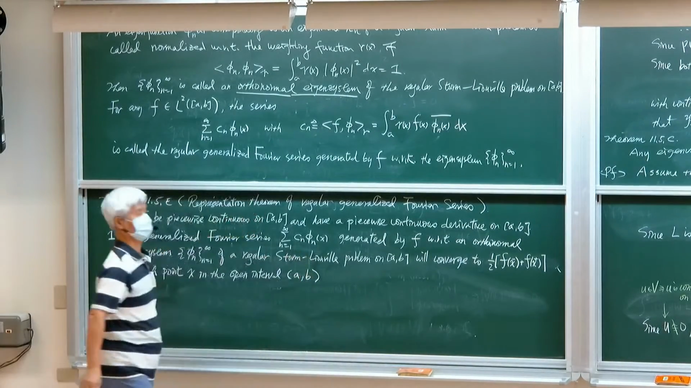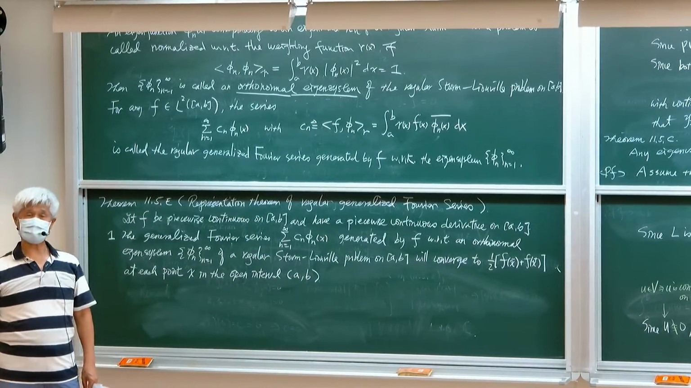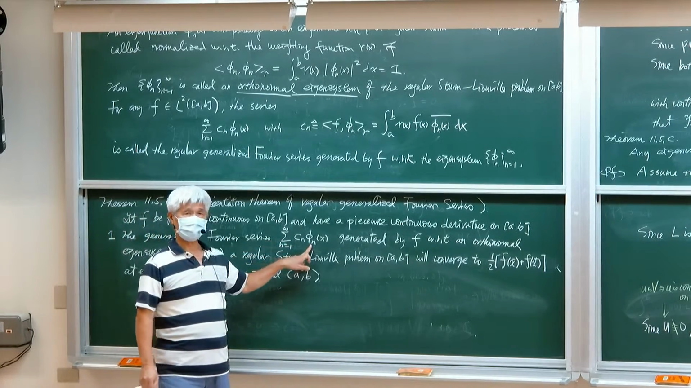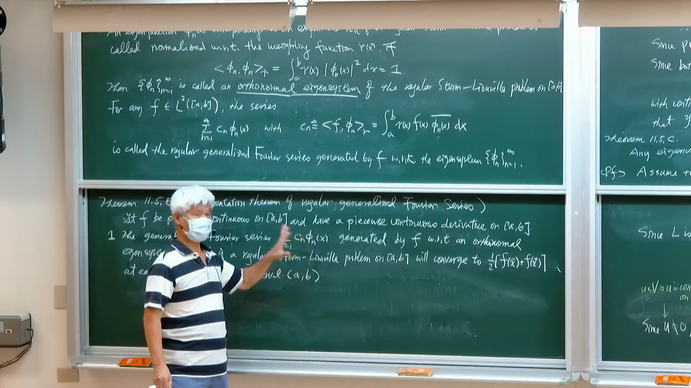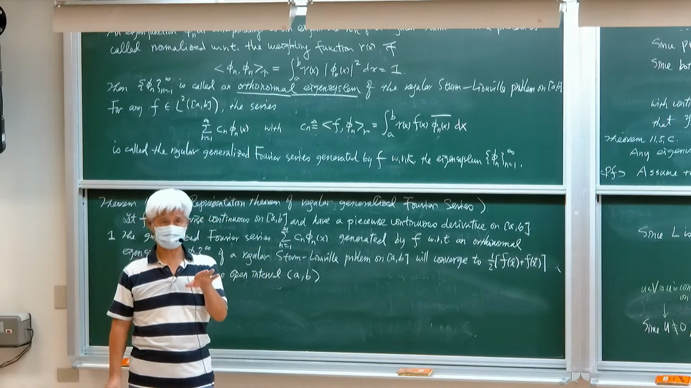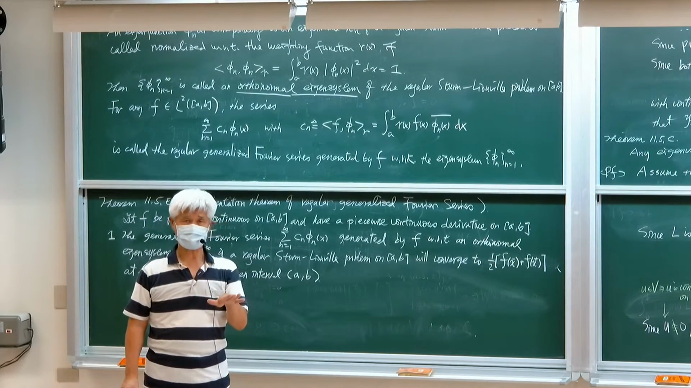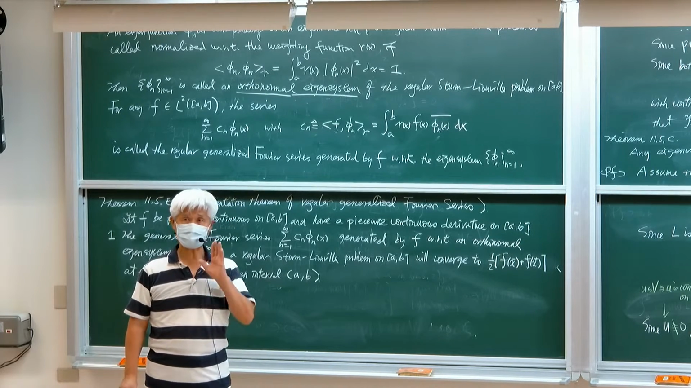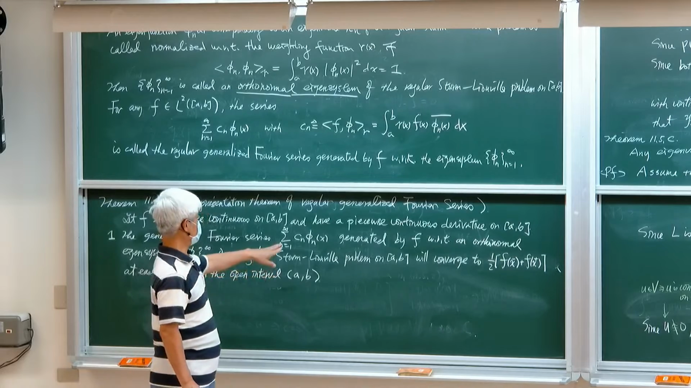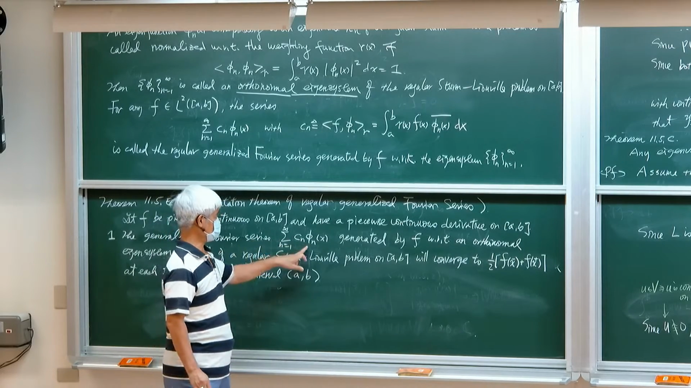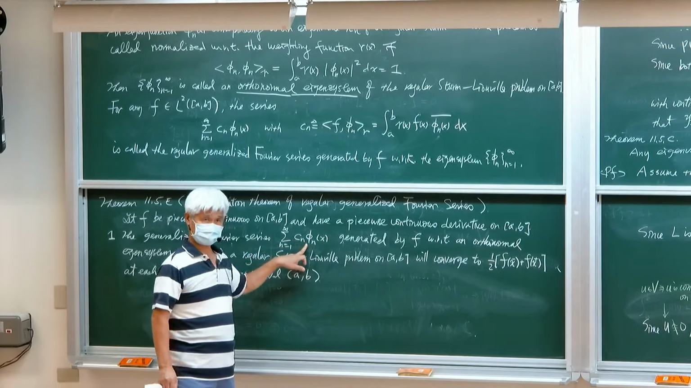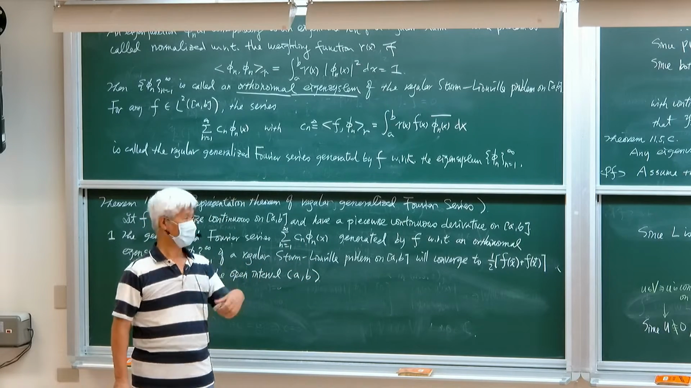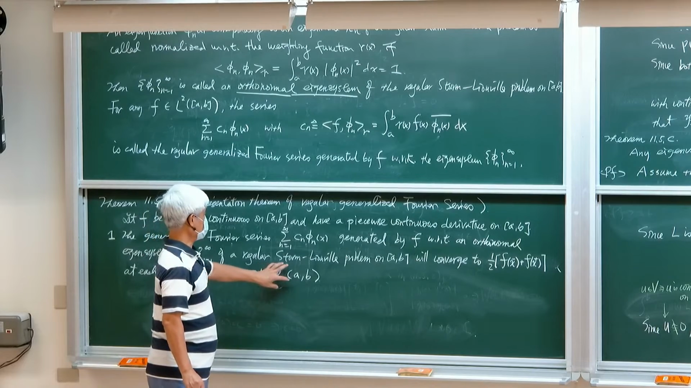Why just the open interval? Because these eigenfunctions, phi n, every eigenfunction must satisfy the two separated boundary conditions. So the boundary conditions limit the behavior of the phi n's, because the phi n's are in V.